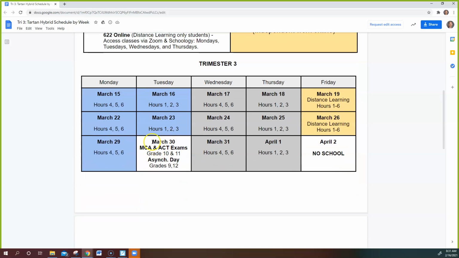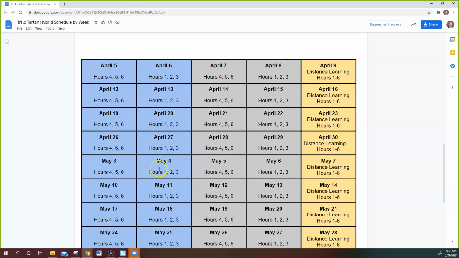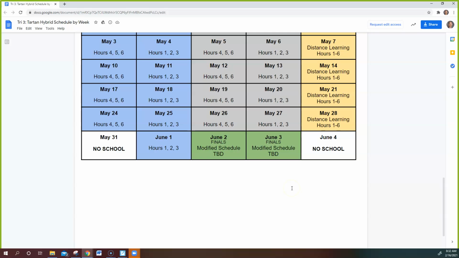Right now, March 30th is slated for MCAs and ACTs, and that's 10th and 11th graders, and then all 9th and 10th graders will be asynchronous that day. And you can just see that as we get into April and May, it's still the same schedule. 4, 5, 6 is always going to be Monday. 1, 2, 3 will always be on Tuesday, and that's Group A. And then Group B would have Wednesday, Thursday, same thing. So that's where we're at. And then we get done officially June 3rd.